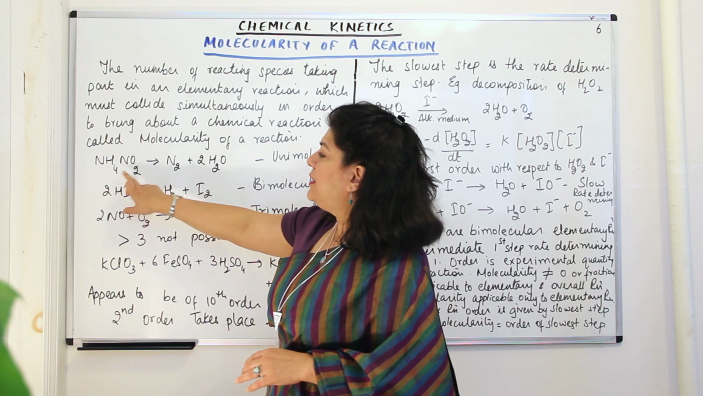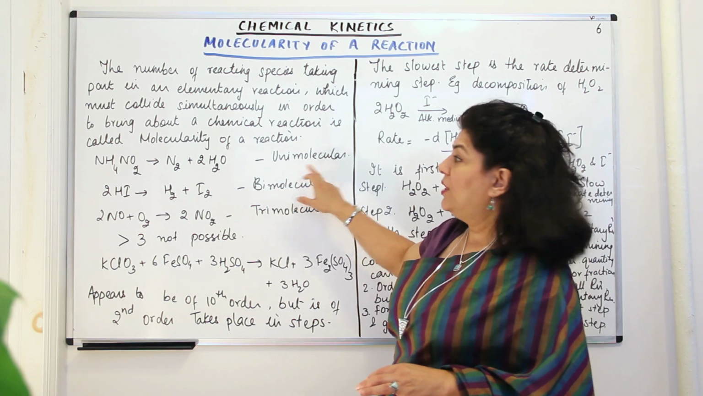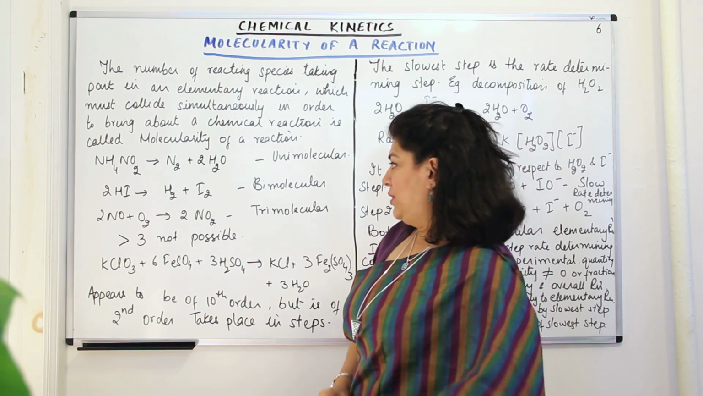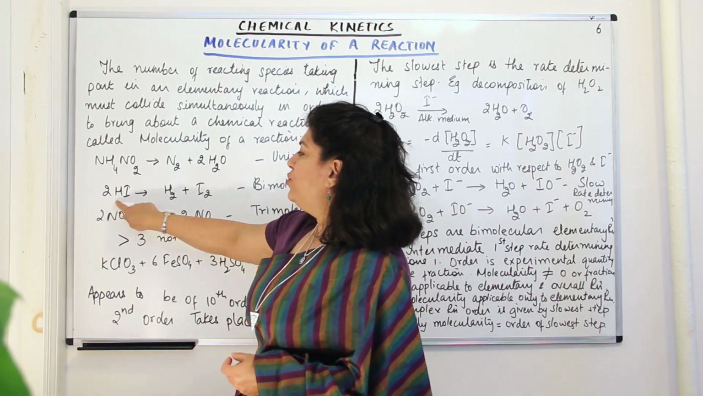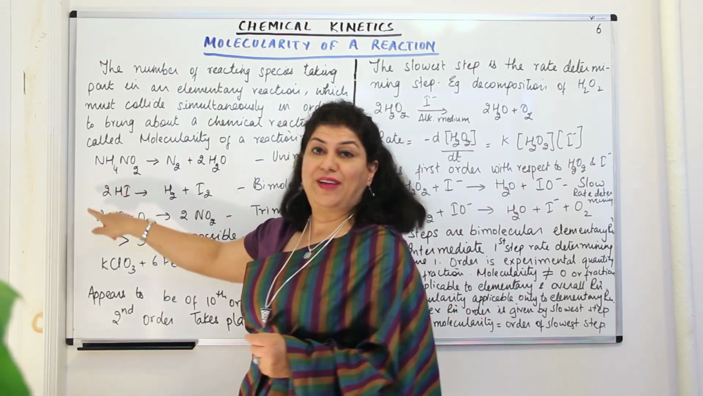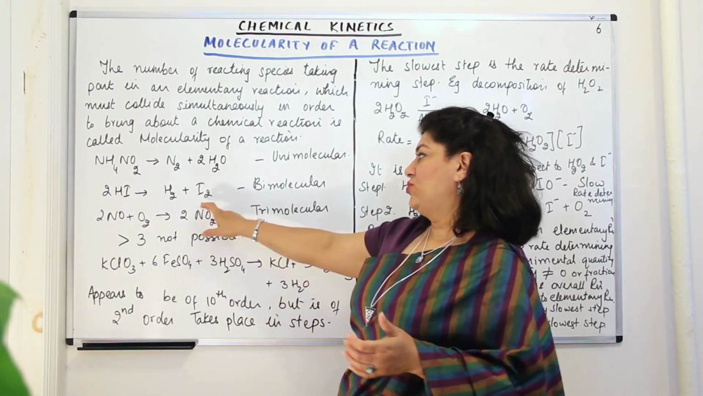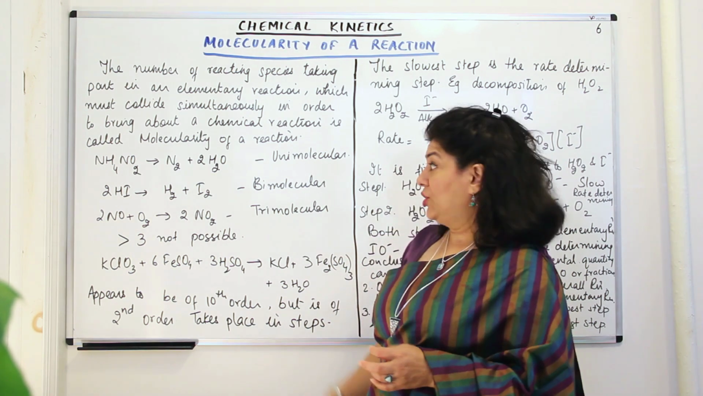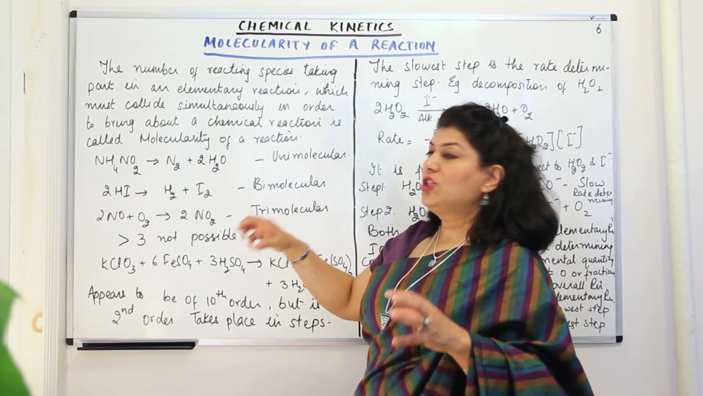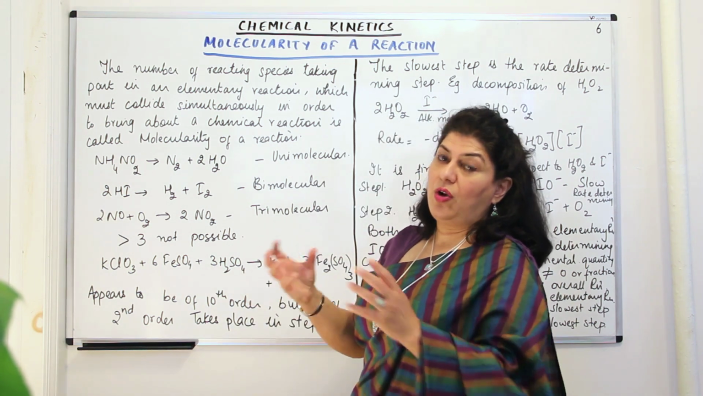For example, the decomposition of ammonium nitrite to give you nitrogen and water is a unimolecular reaction. There is only one reacting species that is required, and the molecule breaks down into smaller molecules. For this example, 2HI gives you H2 plus I2. It's a decomposition reaction again, but you need 2 moles of HI. They are colliding with each other, and then the reaction would take place. So such a reaction would be a bimolecular reaction, or the opposite of it, a combination reaction. Hydrogen and iodine combining together to give you 2HI would also be a bimolecular reaction.